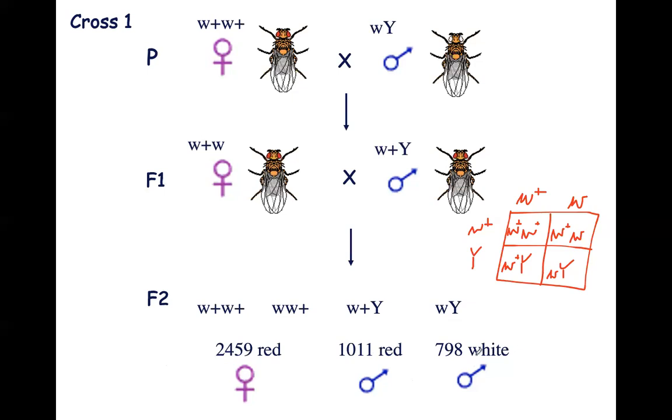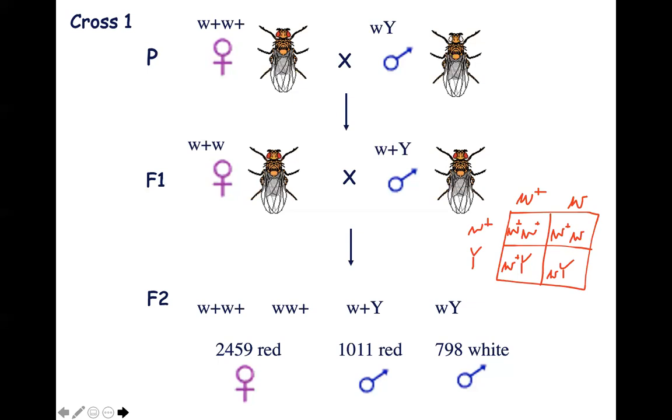That doesn't make sense. Depending on what the makeup of the parents is, some percentage of the females should be white, and they're not getting that. What is it that's going on?